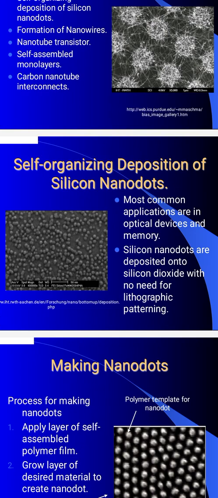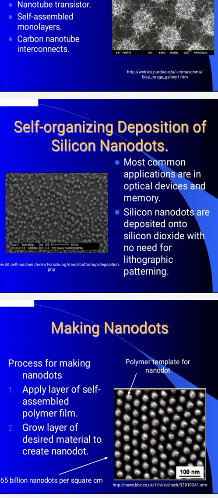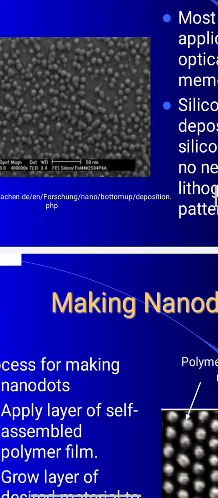Self-assembling of silicon nanodots. See this. Most common applications are in optical devices and memory. So if you have silicon nanodots, you can make a transistor out of it, or you can make memories. One bit, one dot. You can store 1 bit in 1 dot. Silicon nanodots are deposited onto silicon dioxide with no need of lithography patterning. This picture shows self-assembled nanodots of silicon.